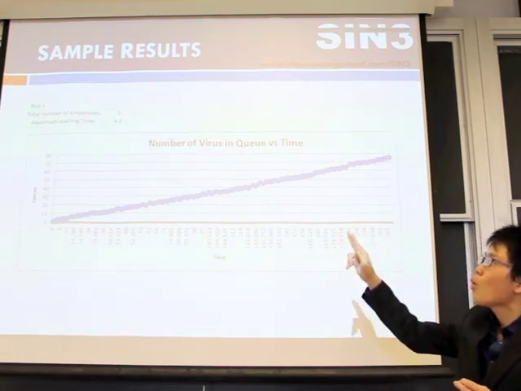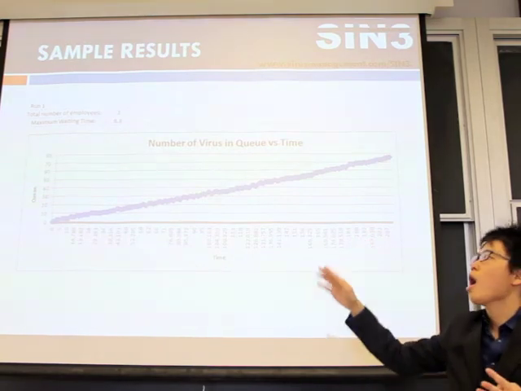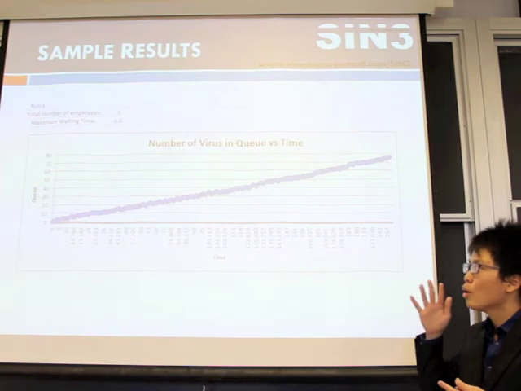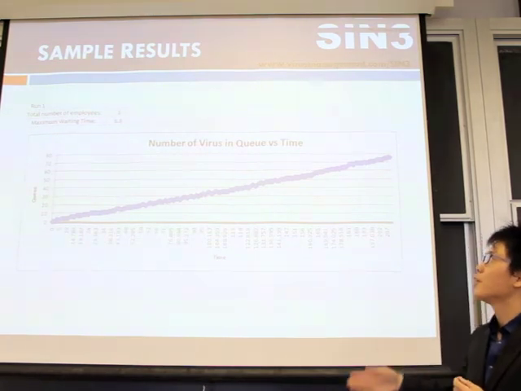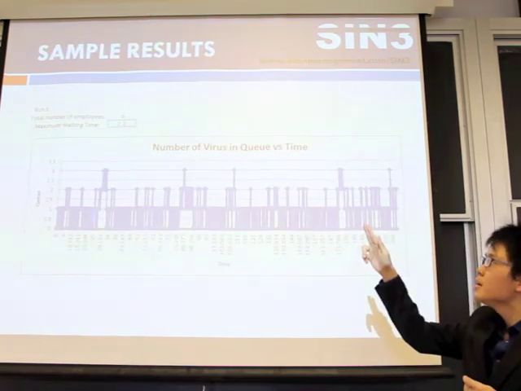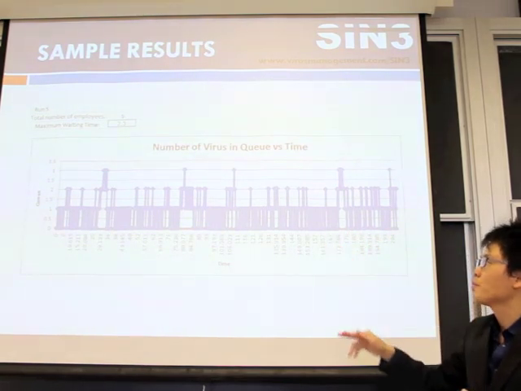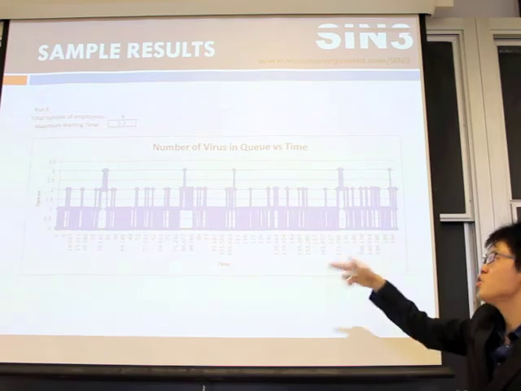So we see that when we have 3 employees, the queue of virus is long actually. It means viruses need to wait long in the system. However, next we have 6 employees. The number of queues waiting is not that long actually. It's bumping around between 0 and 3.